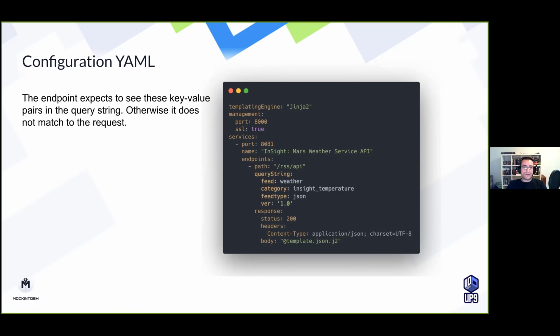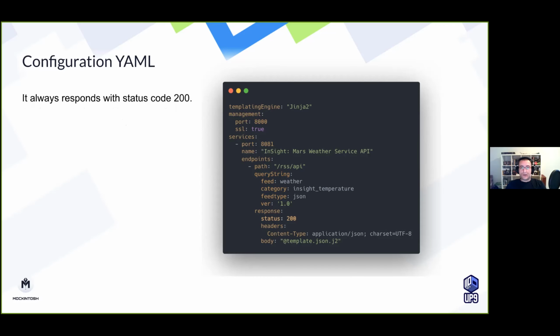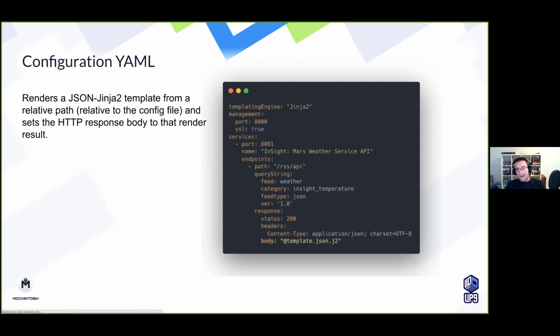The endpoint expects to see these key value pairs in the query string. Otherwise, it does not match the request. So these are mandatory fields with those mandatory values. Otherwise, the request is not matched by this endpoint. It always responds with status code 200, sets the response header content type to application JSON, and renders a JSON Jinja 2 template from a path relative to the config file, and sets the HTTP response body to that render result.